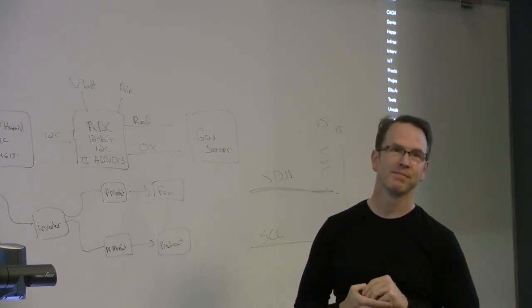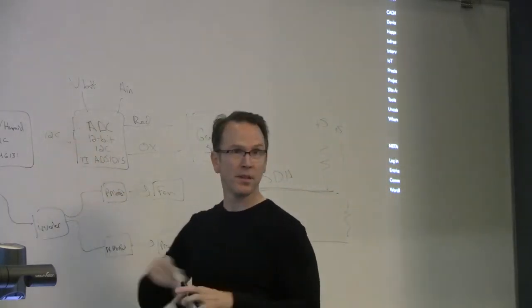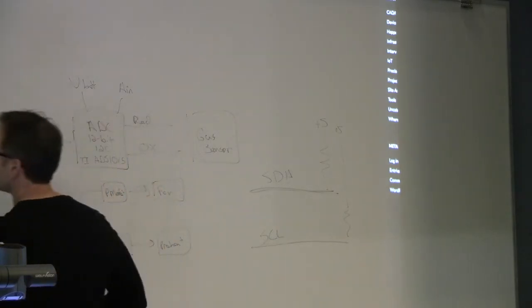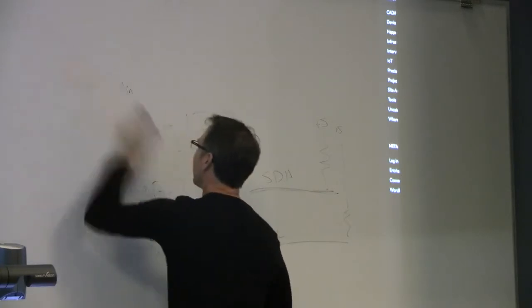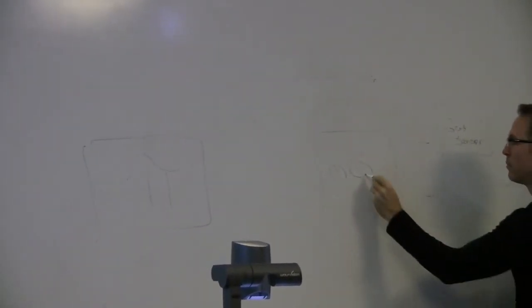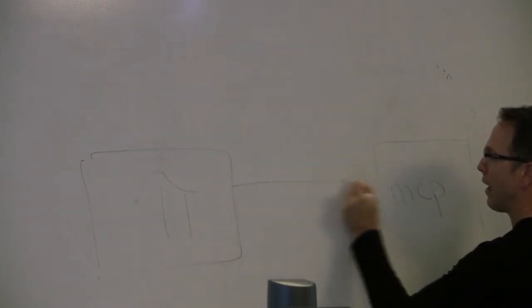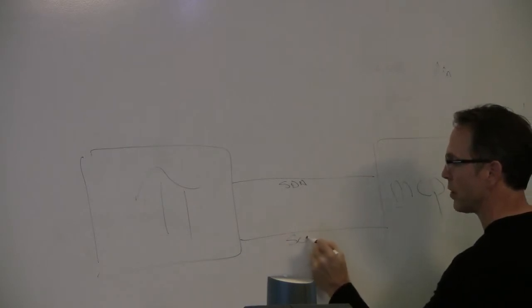Okay, so where does the level shifter go? The only lines I've got going to the Pi are SDA and SCL, so it goes between the Pi and the bus. Here's your Pi, and here's your MCP device. There's an SDA line and an SCL line going between the two. That's what you're telling me, right?